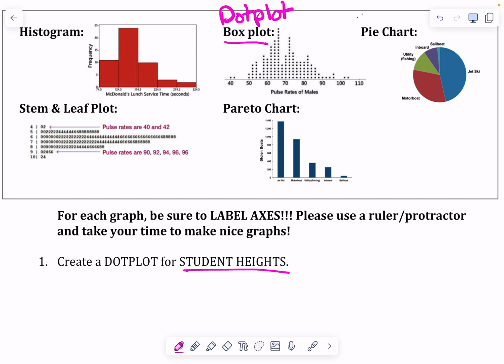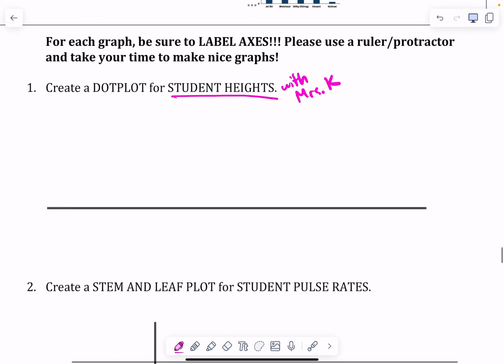How many people do we have on here? Probably like 20. Are we including me or not? We're including you. So with Mrs. K, that's 16 people. So you should have 16. All right, who's the shortest? Is it me?